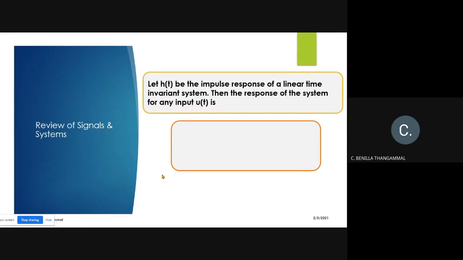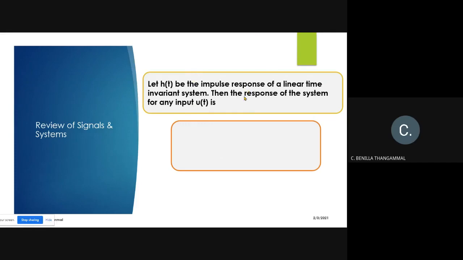Next, one more question. Let h of t be the impulse response of a linear time invariant system. Then the response of the system for any input u of t. Here they have given h of t as the impulse response. Input x of t is nothing but u of t, that is your unit step function. So what is the unit step function? The value will be 1 for t greater than or equal to 0. For t less than 0, the value is 0, right?